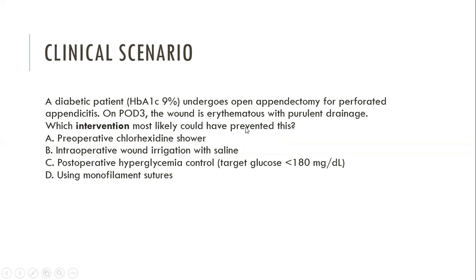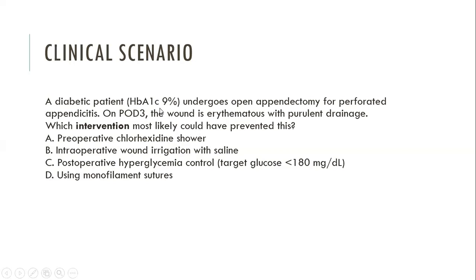So they're asking about the pre-operative phase of this scenario, what we would have done to avoid this. The options are: pre-operative chlorhexidine shower, intraoperative wound irrigation with saline, post-operative hyperglycemia control with a target of less than 180, and using monofilament sutures. So basically they are asking what could have been done to prevent this.